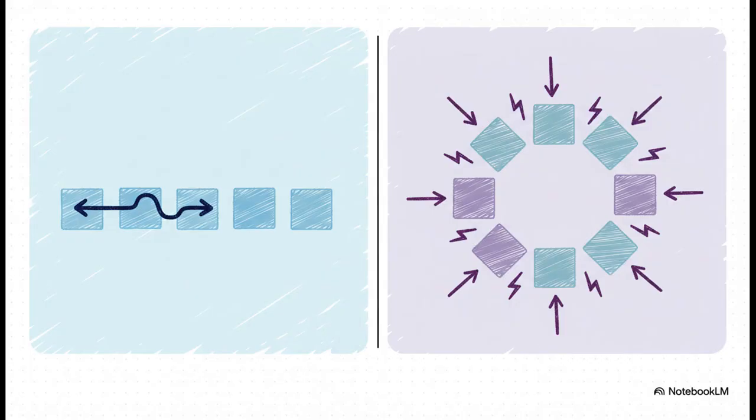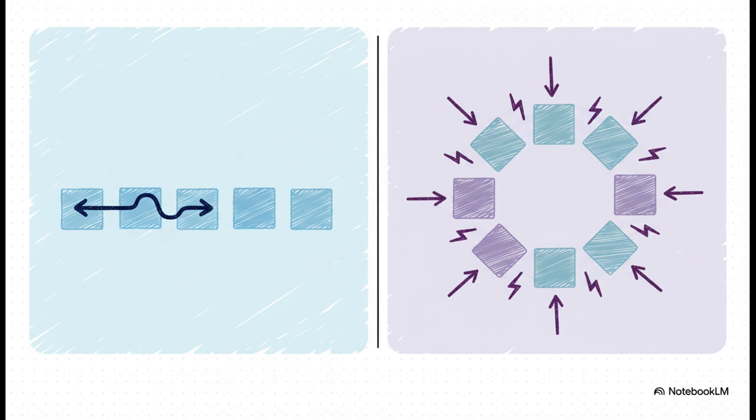So what was the big idea? Well, the absolutely crucial difference is how they look at a sentence. Remember how RNNs have to read one word at a time in a line? Transformers threw that whole idea out the window. Instead, they do something that sounds almost impossible. They look at all the words in a sentence at the exact same time. This parallel processing wasn't just about being faster, though it was way faster.